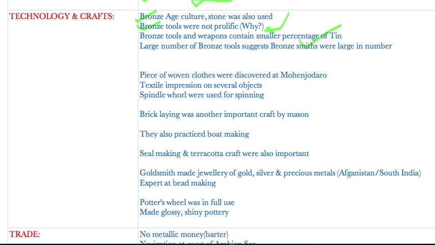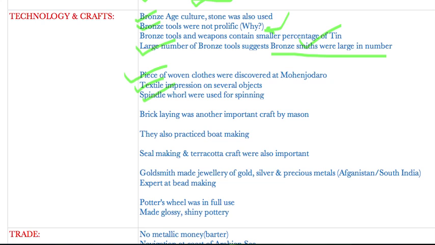Still, a large number of bronze tools have been found, which indicates that bronze smiths were large in number. Then pieces of woven cloth were also discovered at Mohenjo-daro. That says they were aware of weaving. Then textile impressions on several objects. You have a statue of a priest wherein you can see some of the impressions. So that points to them having developed textiles. Then spindles and balls were used for spinning or for weaving.